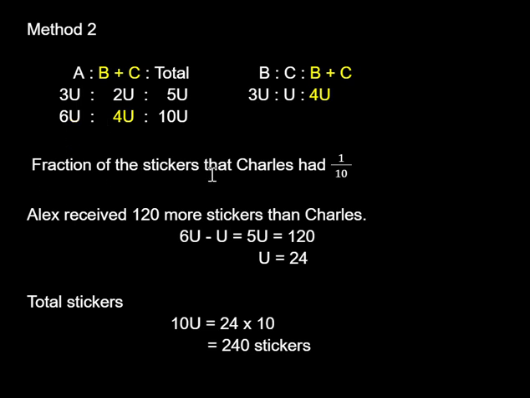So the fraction of stickers that Charles has, Charles is C. C is here, it is 1U. What is the total? The total is 10. So 1 over 10.